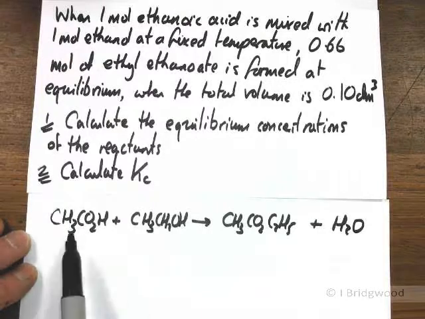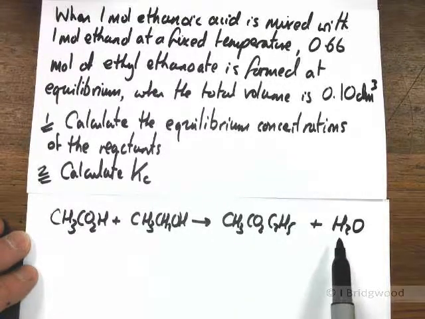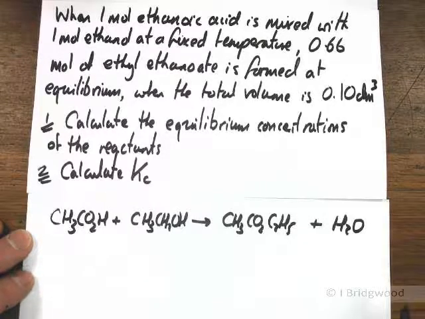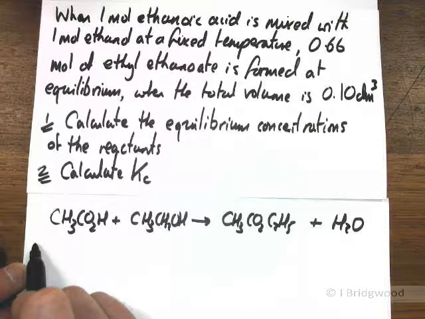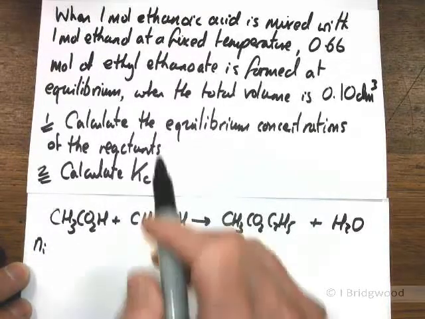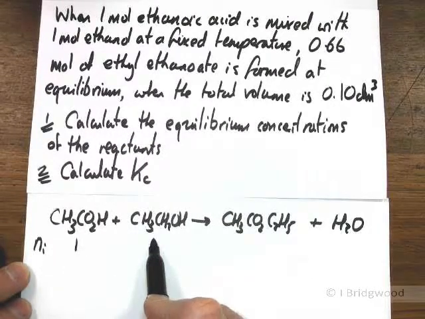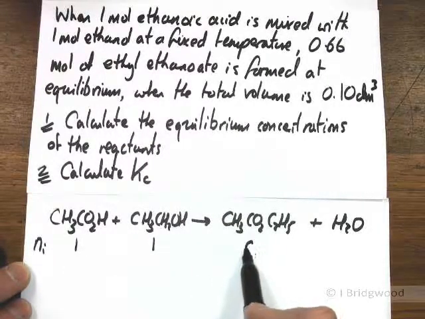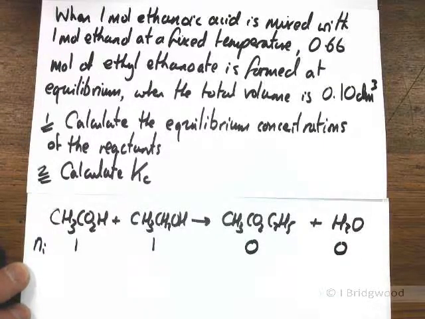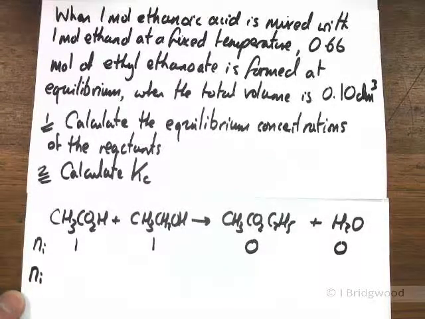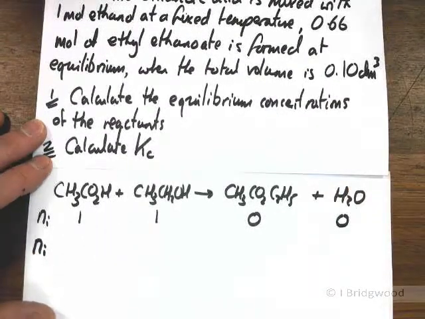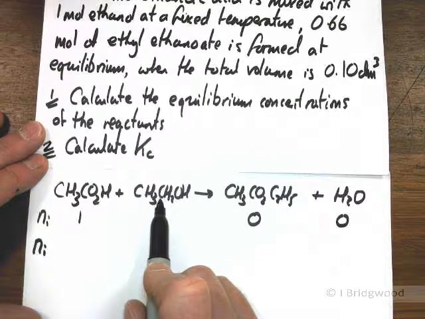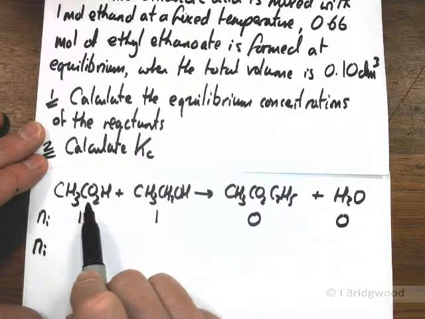Now we can see that we've got a 1 to 1 to 1 to 1 stoichiometry, or molar ratio, and therefore let's just see what we've got in terms of the initial number of moles. We know that we start with 1 mole of ethanoic acid and 1 mole of ethanol. We haven't got any ethyl ethanoate or water to begin with. Okay, now when this reaction comes to equilibrium, because we have a 1 to 1 ratio, we will lose the same amounts of ethanol and ethanoic acid.